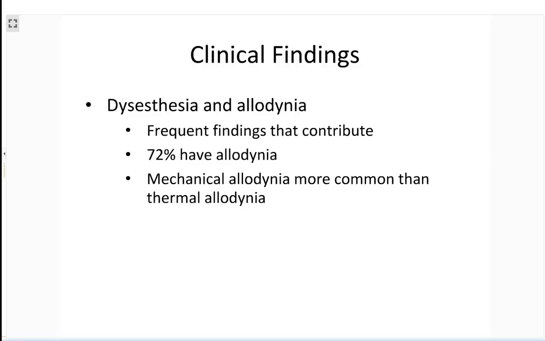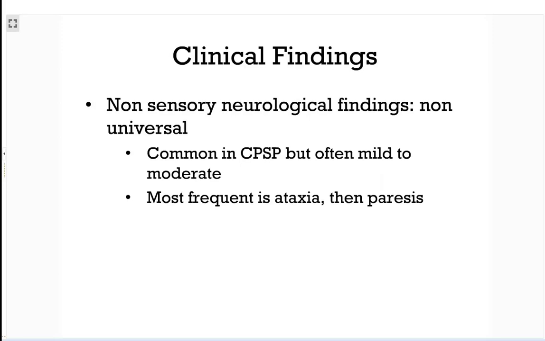If we go into findings a little bit more, looking at dysesthesia or allodynia, they're frequent findings that contribute. What we're finding is that nearly three-quarters of people with central post-stroke pain in the literature are described as also having allodynia. So this idea that people are experiencing pain to a stimulus that would not normally be described as painful. For some people that might be light touch, and that light touch may now be associated with being painful. And this idea of mechanical allodynia, to touch or to movement, is more common than thermal allodynia, this idea of being extremely sensitive to temperatures.